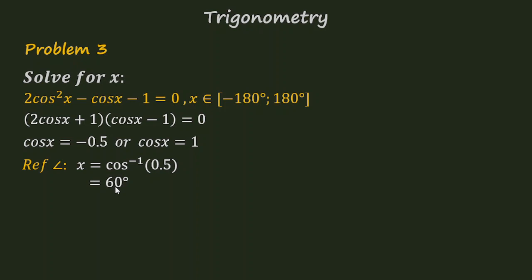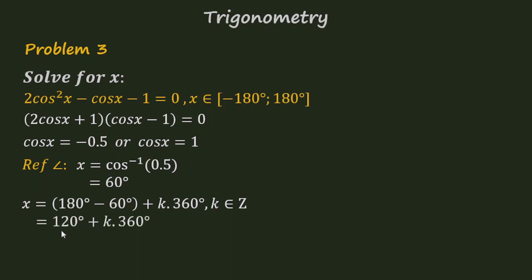60 degrees is in the first quadrant. But if you look at this equation, it says we must find the values of x where cos x is negative. Cos x is negative in the second and the third quadrants. So for the first solution, we go in the second quadrant: 180 degrees minus the reference angle. So we are going to have 120 degrees plus k times 360 degrees. Remember, k is an element of integers. You always put this because we are starting with the general solution first. Then we will be able to find the values that fall in that interval. So we'll start with the general solution here.